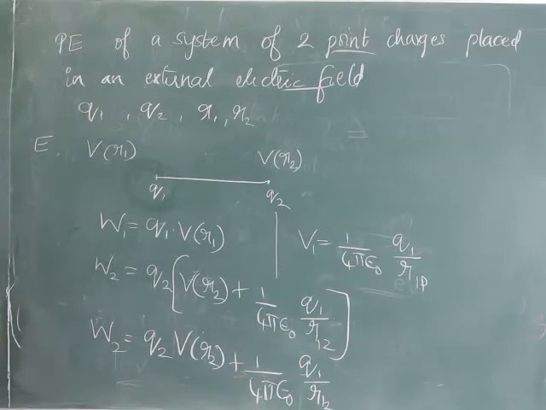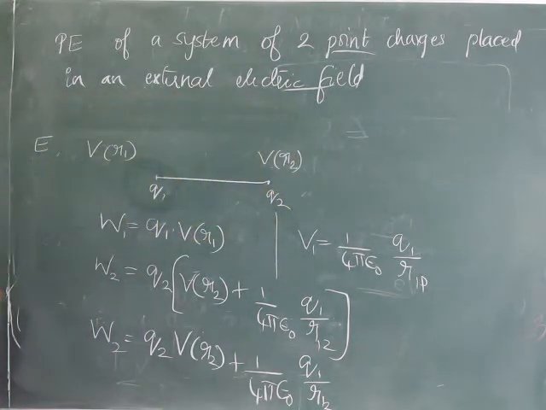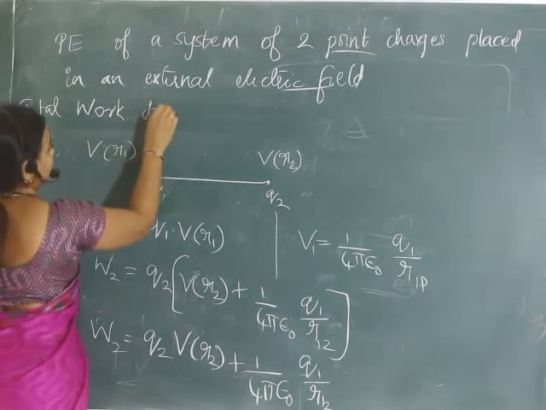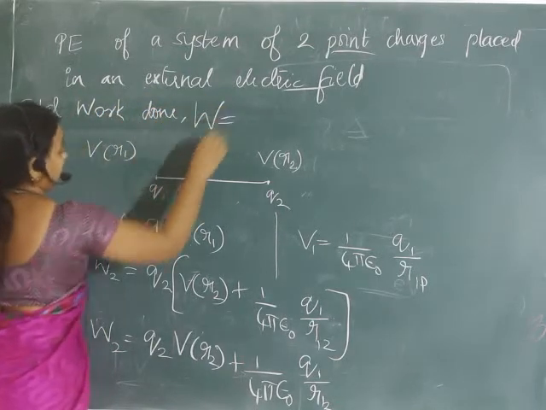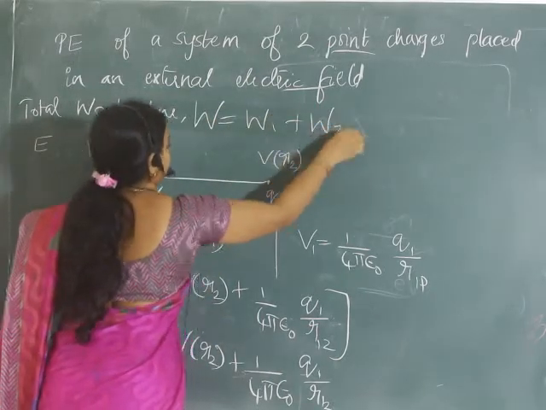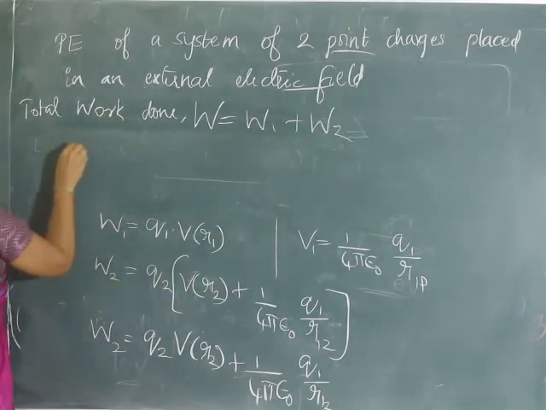Now tell me, what is the total work done in bringing these two charges? The total work done is W equal to W1 plus W2. What is the total work done?